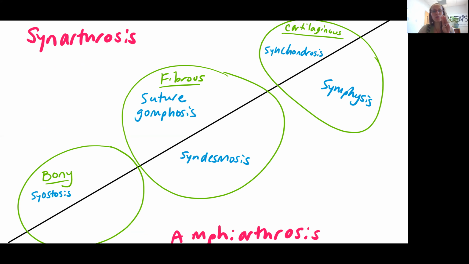And then we have 3 different types of fibrous joints. 2 of them are synarthrosis, the suture and the gomphosis, and then one of those, the syndesmosis, is amphiarthrosis, somewhat movable. And then we have 2 types of cartilaginous joints. We have synchondrosis, which is a synarthrosis joint, and then the symphysis joint, which is amphiarthrosis.